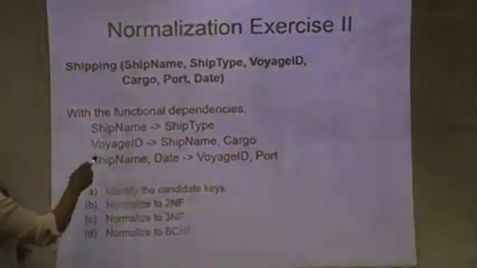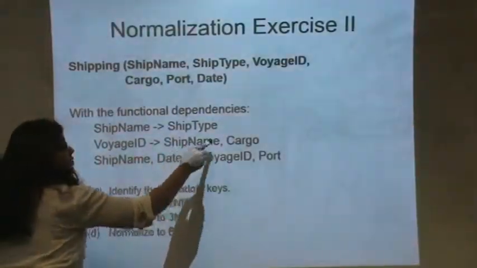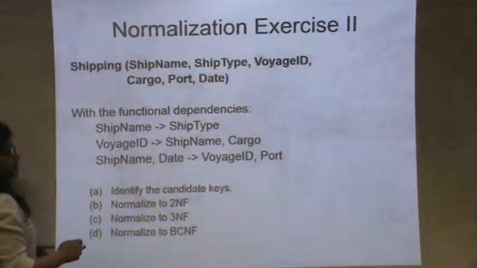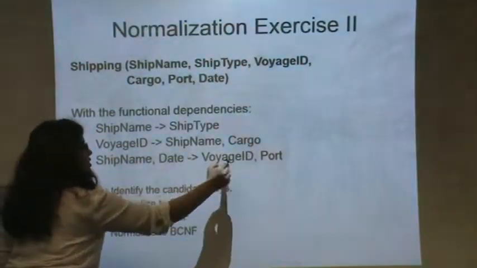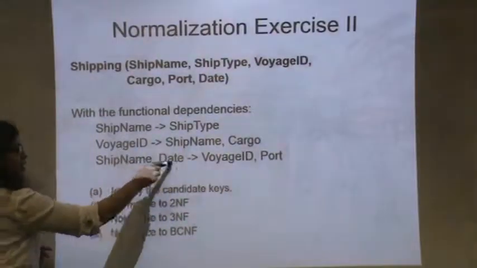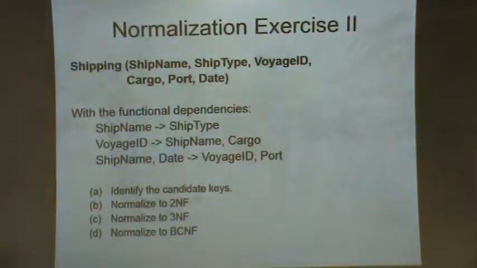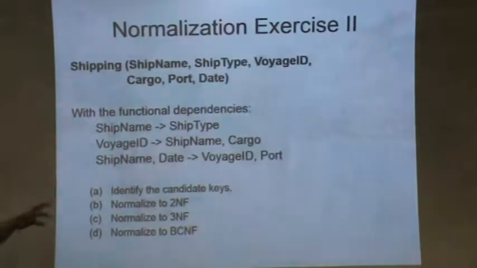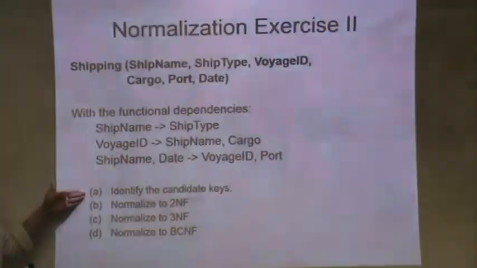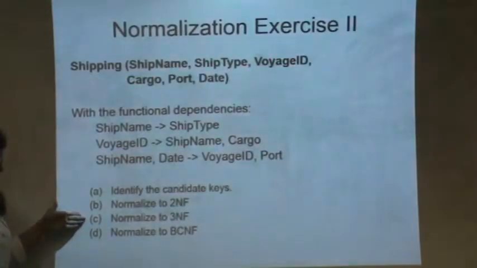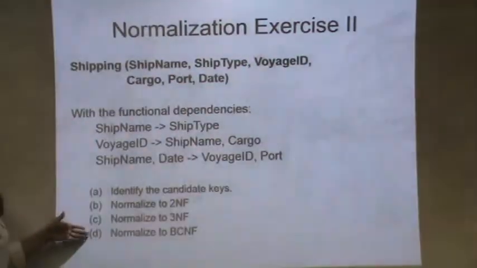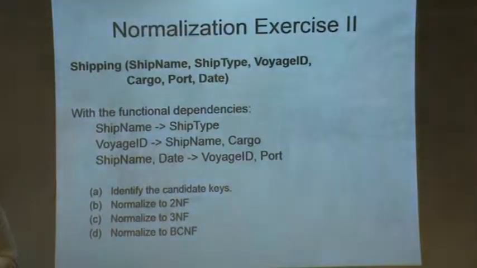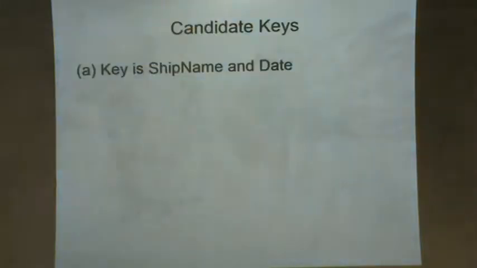So when I say ID, that means sheet name and cargo are dependent on the ID. Sheet name and date arrow ID and port means that ID and port are dependent on the name and date. These things will also be given to you as a task, like what you should do next: identify the candidate keys, normalize to 2NF, normalize to 3NF, and normalize to BCNF. So by the functional dependencies, this is our target now.